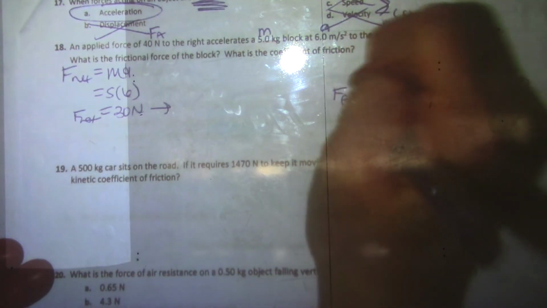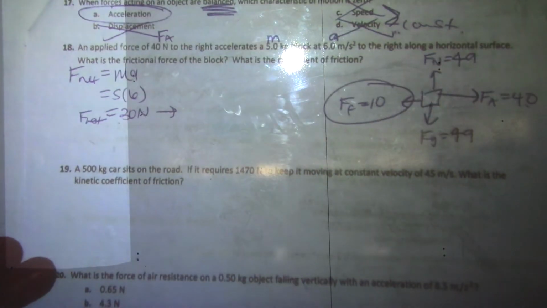I gave you mass and acceleration, which means I can find net force. So it's going to be 30 newtons to the right because the acceleration is to the right. So if I have an applied force of 40 and my net force is 30, that means I must have a friction force going against me of the magnitude of 10 newtons, because 40 minus 10 would give me a net force of 30 to the right.